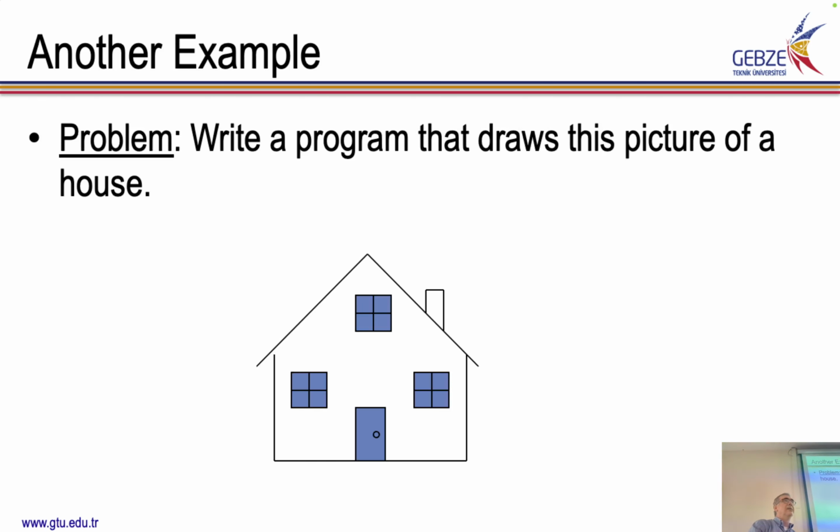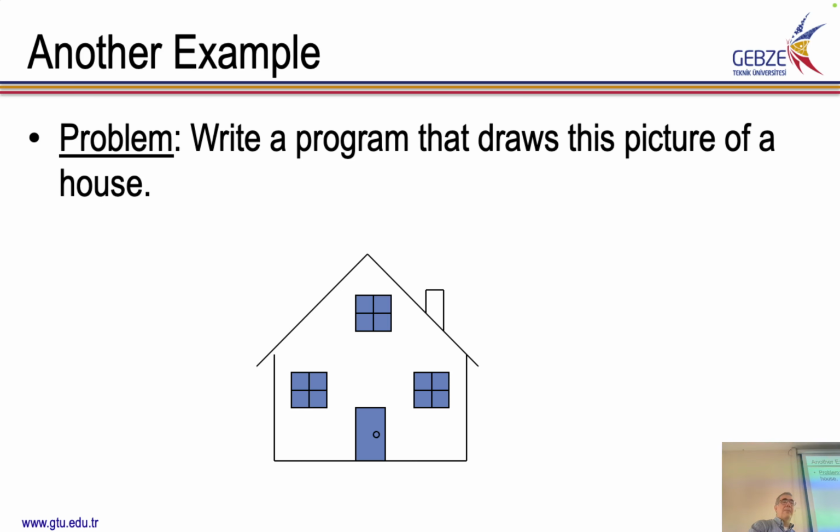One idea. Write a program that draws this picture of a house. How do you do it? One interesting thing is there is drawing a line, drawing a rectangle, and also painting a rectangle. Color is an attribute of a rectangle.